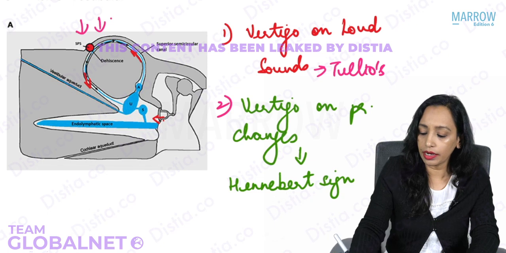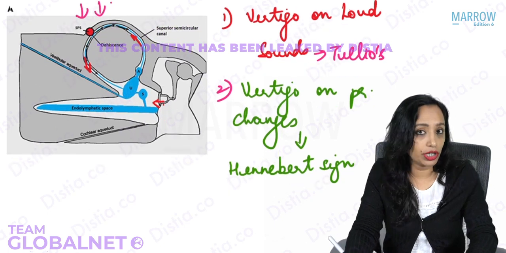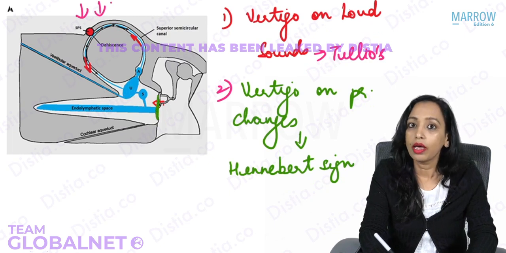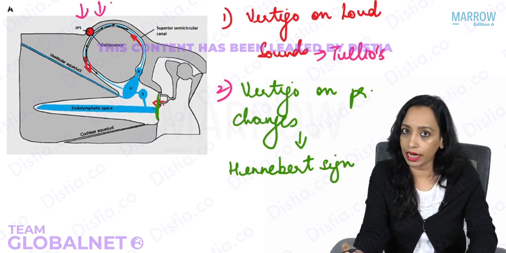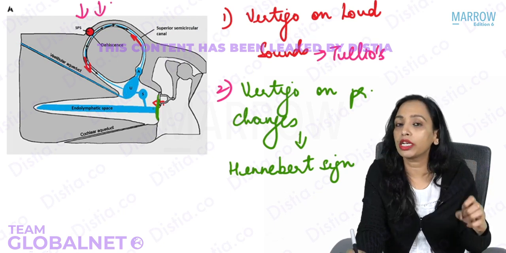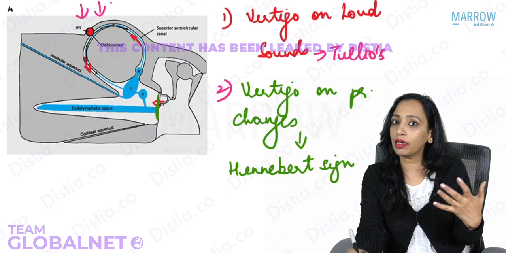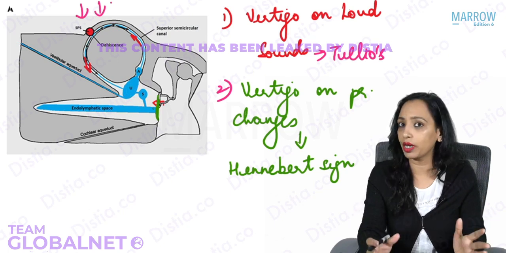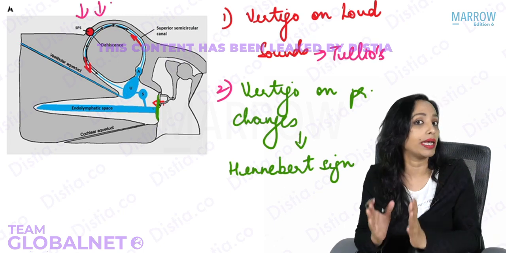Henne-Bird sign. But I go on pressure changes without a fistula on the medial wall. Here there is no fistula on the medial wall. That is what is known as Henne-Bird sign. So yes, because of vestibular stimulation, the vestibular system getting abnormally sensitive to the pressure changes and loud sounds, the patient will have Tullio phenomena, and the patient will have Henne-Bird sign.